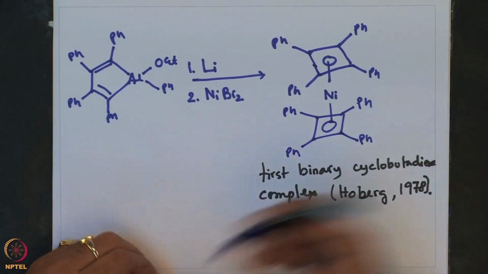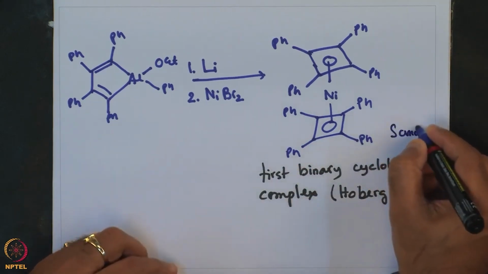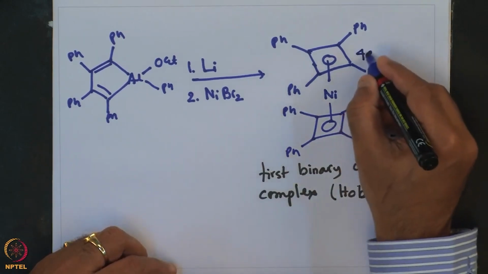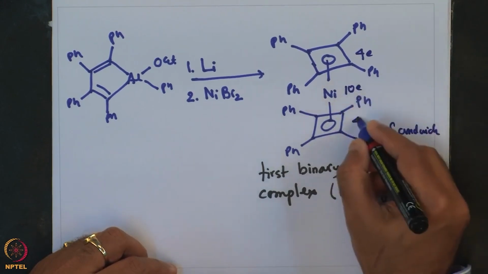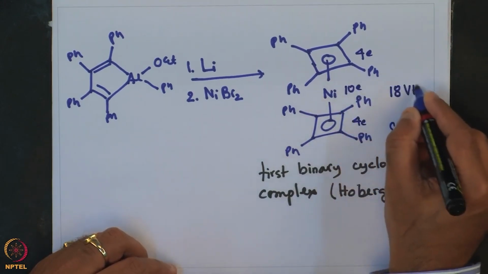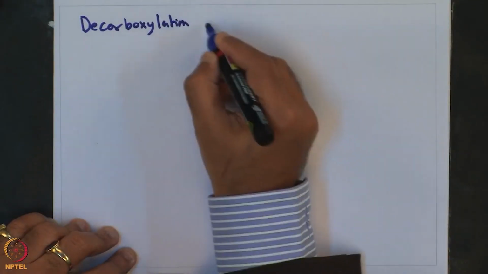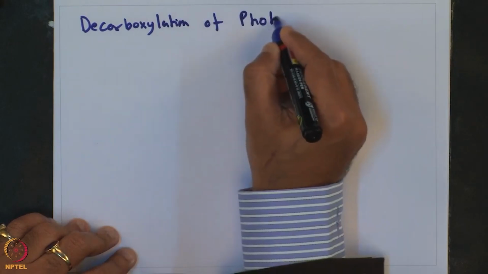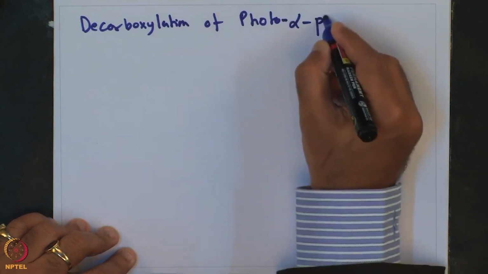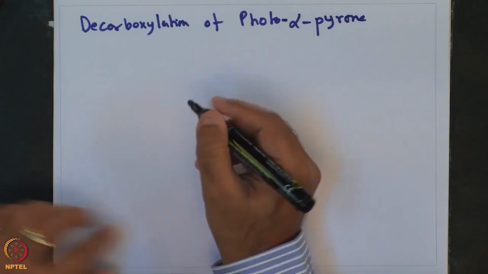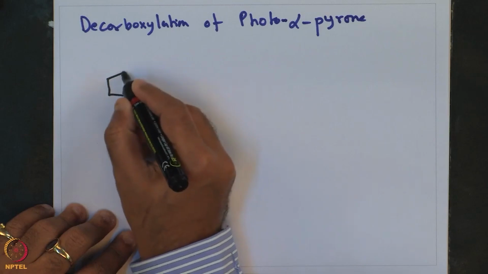So, this again in the nomenclature would be a sandwich complex, and this also is an 18 valence electron compound. 4e, 10e, 4e is an 18 valence electron compound. Another method uses decarboxylation of photo alpha-pyrone. So, this is also an elegant chemistry as is outlined over here.